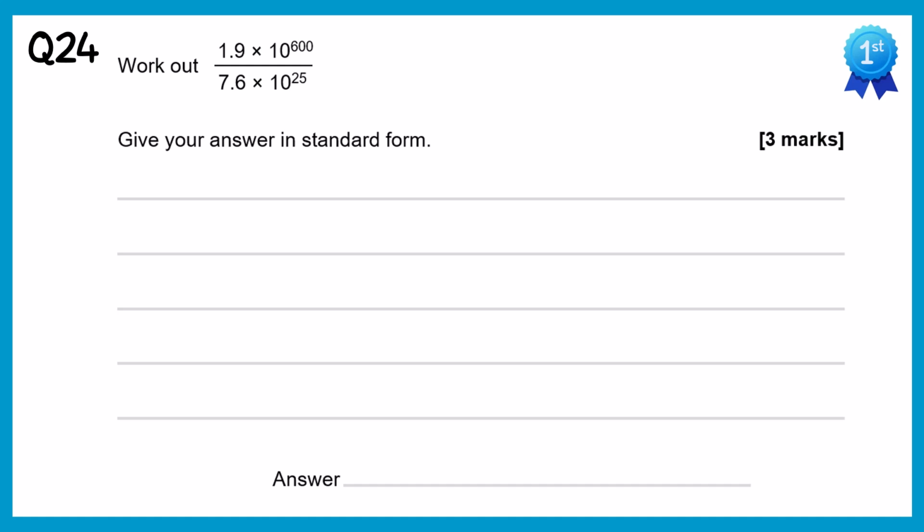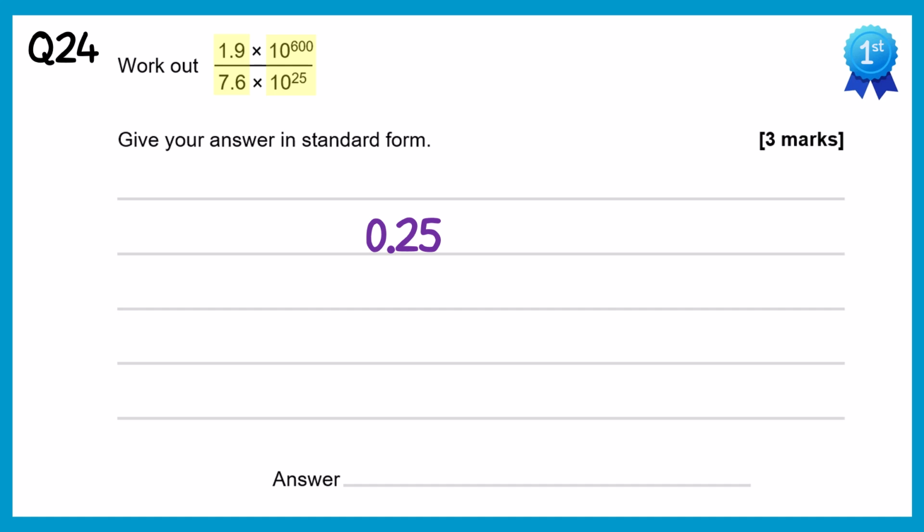In this question, we need to divide two numbers given in standard form. We're going to start by doing 1.9 divided by 7.6. If you do this with your calculator, you'll see it gives 0.25. Then we need to do 10 to the 600 divided by 10 to the 25, but your calculator probably won't be able to cope with this.